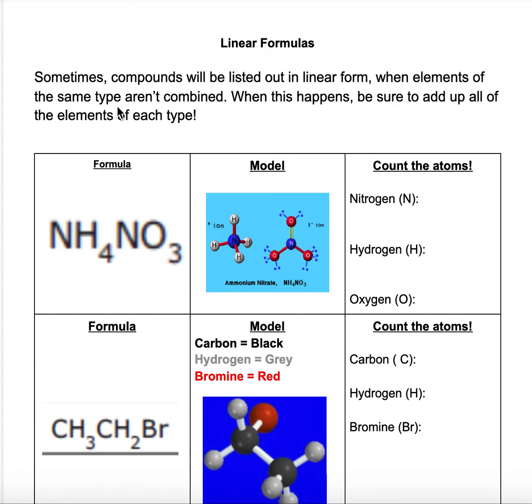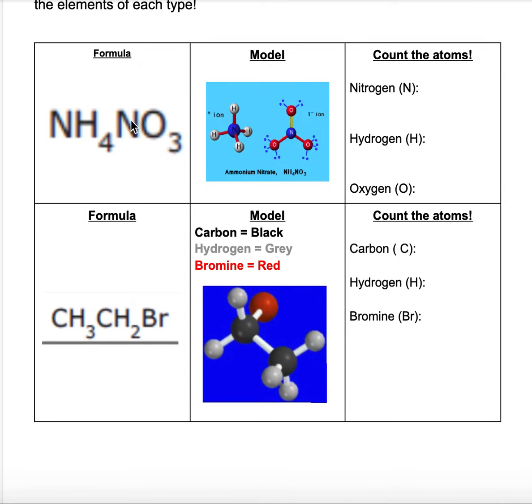And up top it says sometimes compounds will be listed out in linear form when elements of the same type aren't combined. When this happens, be sure to add up all the elements of each type. So in a linear formula, we can look at this example right here, NH4NO3. We can see that nitrogen shows up twice. Sometimes scientists do this to make sure that people understand what the formula actually looks like in real life. They list it out in a linear form. It's not that much tougher for us in 8th grade science.